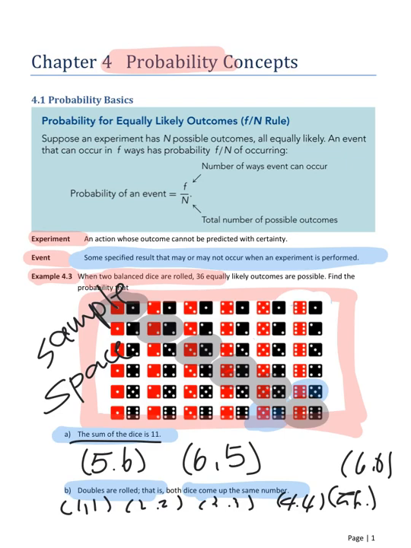event. Okay? In this case, we are rolling two dice together, and example 4.3 suggests 36 possible outcomes in the sample space.